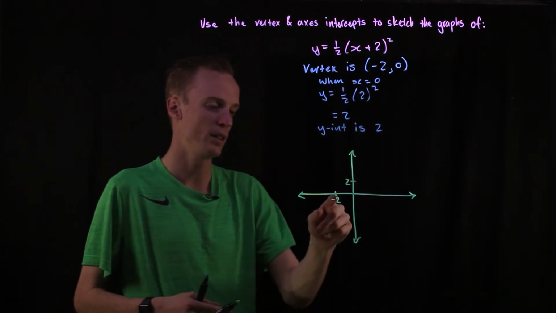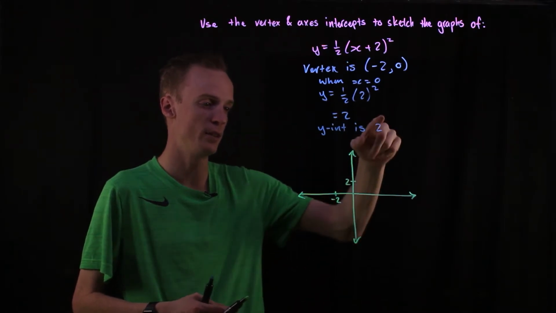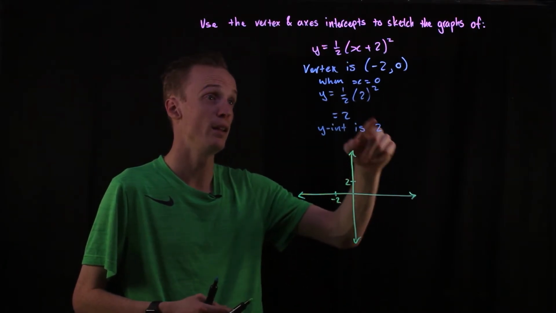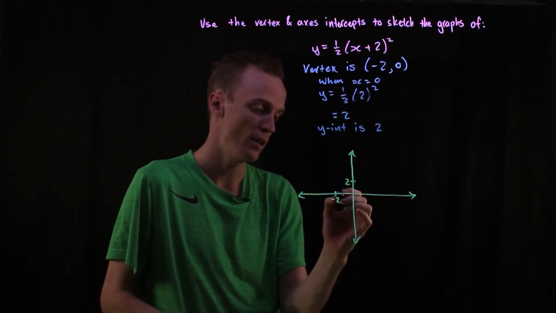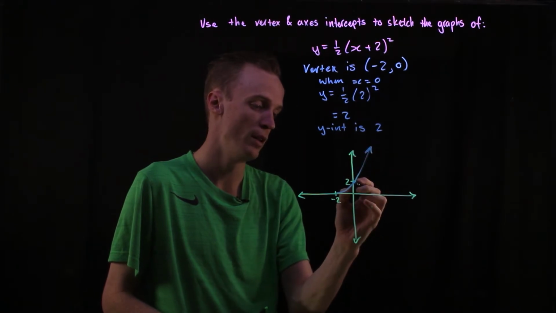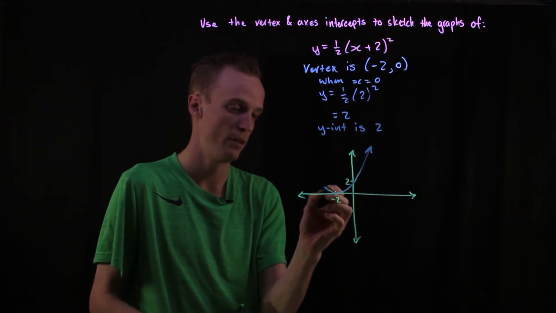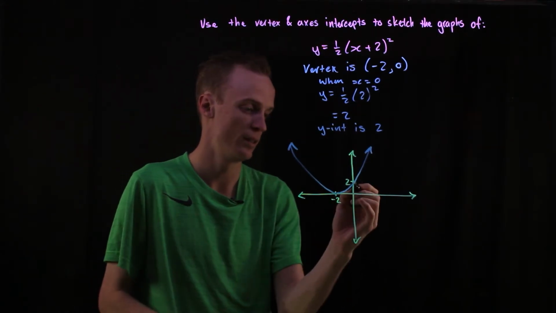Now from here, I can see that my turning point's at -2, my y-intercept's here, so I'm going to have this convex type graph in here, which, since a is greater than 0, told me that anyway. So now I just need to produce a symmetrical graph that just touches the x-axis.